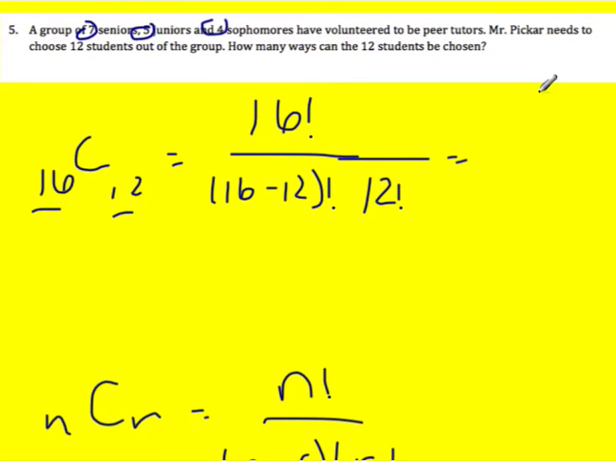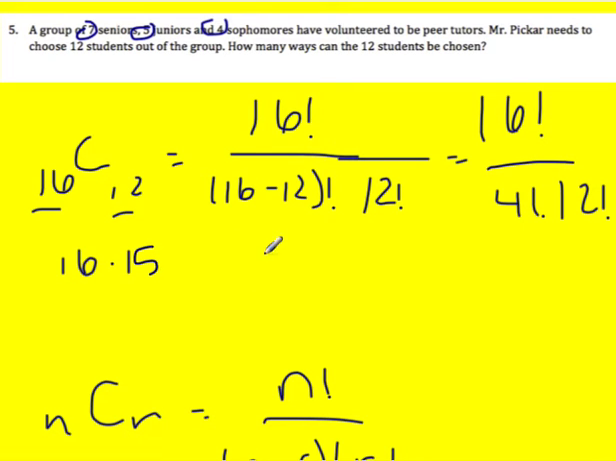So what I have is 16 factorial divided by 4 factorial times 12 factorial. So 12 is the bigger factorial, so everything from 12 on down is going to be taken care of. So left up top, I have 16 times 15 times 14 times 13, and I'm going to stop when I get to 12. And then I have 4 times 3 times 2 times 1.